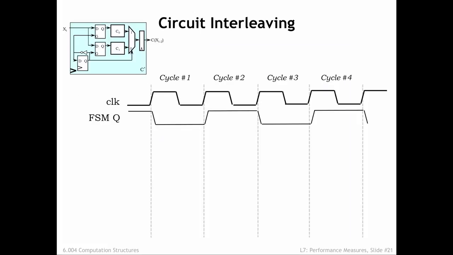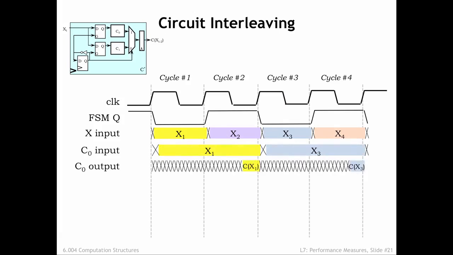To start, here are the waveforms for the clock signal and our FSM state bit from the previous slide. A new X input arrives from the previous stage just after the rising edge of the clock. Next, let's follow the operation of the C0 component. Its input latch is open when FSMQ is low, so the newly arriving X1 input passes through the latch, and C0 can begin its computation, producing its result at the end of clock cycle number 2.